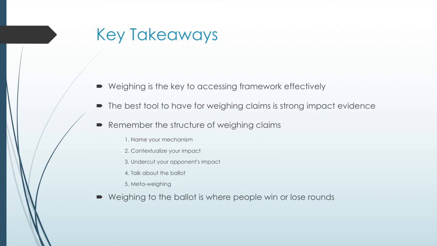We want to remember the structure of weighing claims: name the mechanism, contextualize your impact, undercut your opponent, talk about the ballot, and then do meta weighing. Remember those steps, and you'll always be making complete weighing claims if you follow that structure. And then remember that weighing to the ballot is where people win or lose rounds. If you forget to talk about the ballot in a weighing claim, it's pretty meaningless. You need to be really talking about the ballot and contextualizing it as to the judge's priorities and making it clear that this weighing claim is how the judge should decide the round. If you do that, you'll win, and if you don't do that, you'll lose.